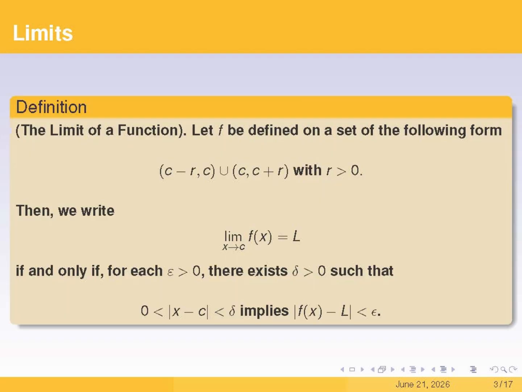As shown on the screen, when we say the limit of a function f as the variable x approaches a real number c is L, its formal mathematical definition is: given any positive number epsilon, there exists another positive number delta, such that if the absolute value of x minus c is non-zero and less than delta, then the absolute value of f(x) minus L will also be less than epsilon.